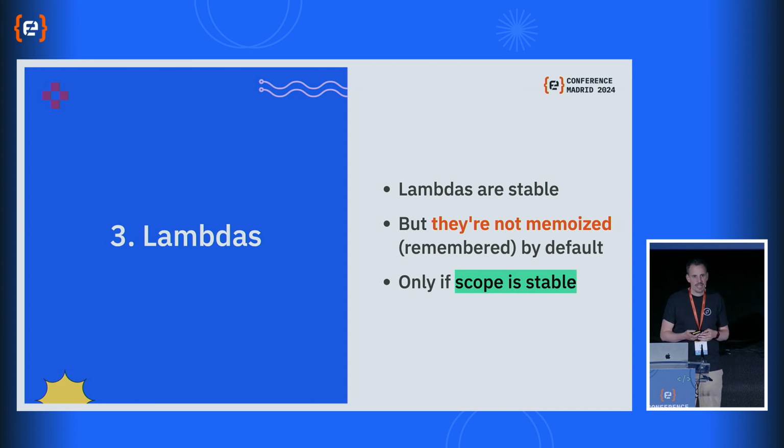It's the same as if we have any kind of variable in Compose that if we want to keep the old value, we need to use remember. With lambdas, it happens the same, even if we don't realize it. There are some situations when the lambdas are already memoized by default, which is only if the scope is stable. What does it mean that the scope is stable? It means that the properties that we use, or the variables that we use inside the scope of the lambda, are stable. If they are not stable, the lambda won't be remembered by default.